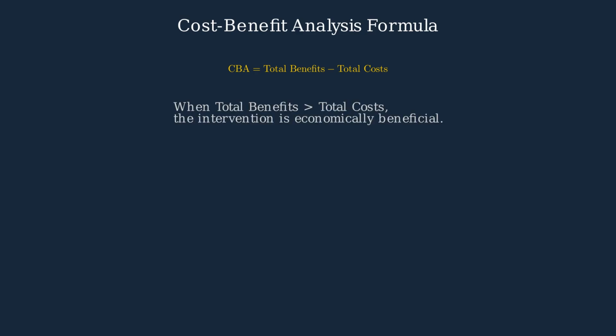The cost-benefit analysis formula is straightforward but powerful. CBA equals total benefits minus total costs. This simple equation forms the basis of cost-benefit decision-making. When the total benefits exceed the total costs, the intervention is considered economically beneficial.